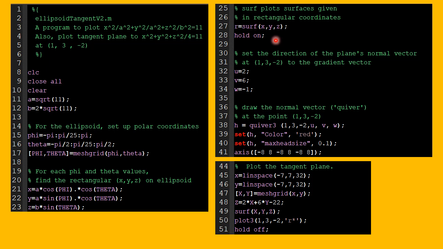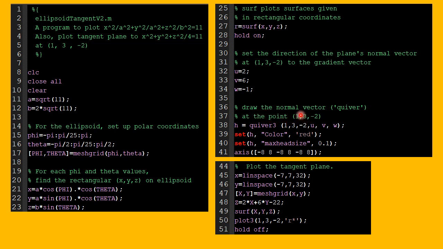So now let's work with a normal vector to that surface at the point 1, 3, minus 2. We had calculated this before, I guess. We'll let u, v, and w be 2, 6, and minus 1. Those were the components of the gradient vector of our function that defined the surface at this point 1, 3, minus 2. And so now we'll use the MATLAB or Octave quiver command to draw the normal vector, a little arrow in our drawing. And we're going to draw it at the point 1, 3, minus 2.